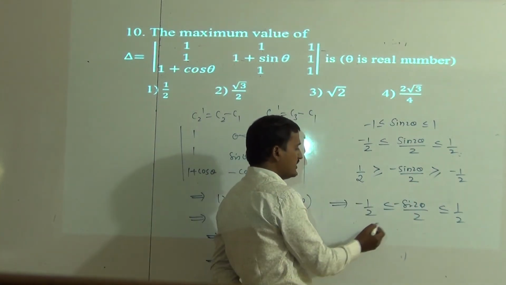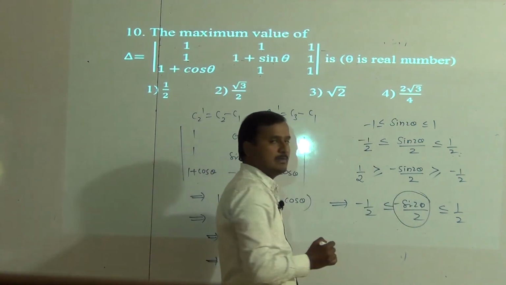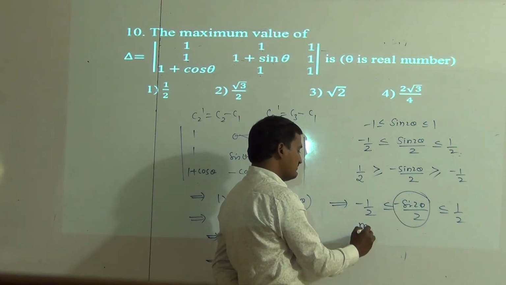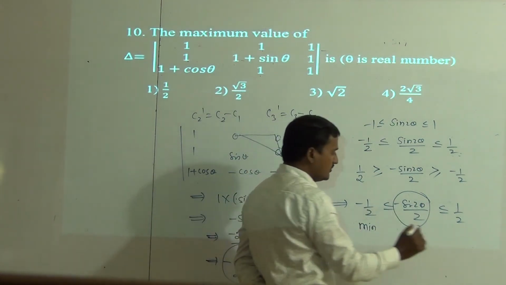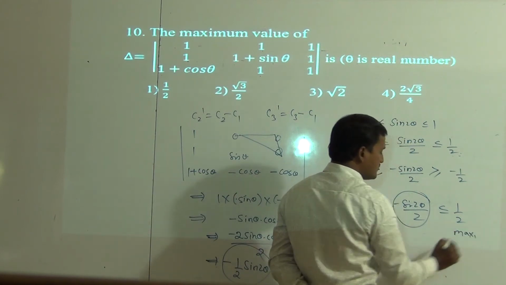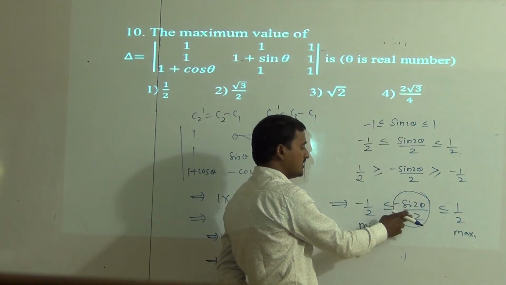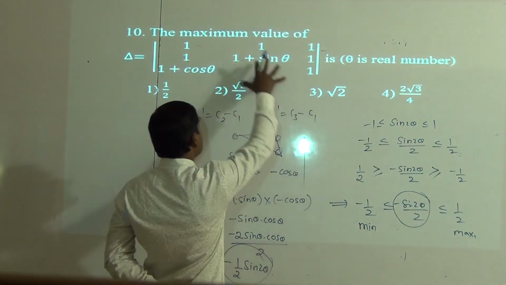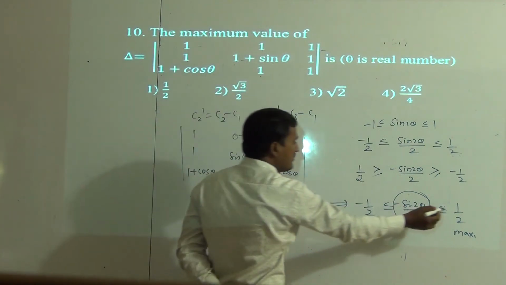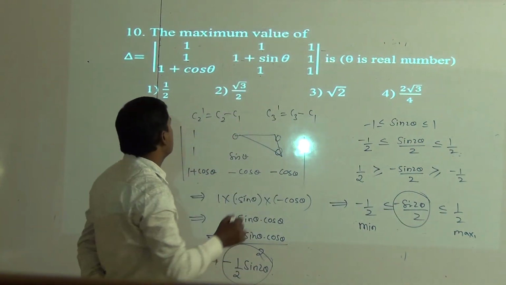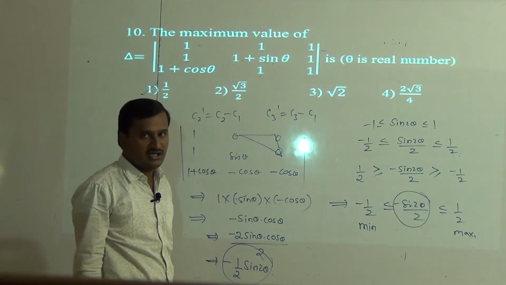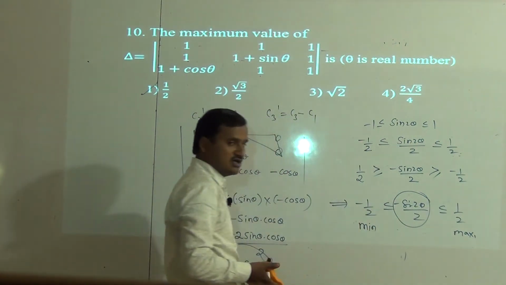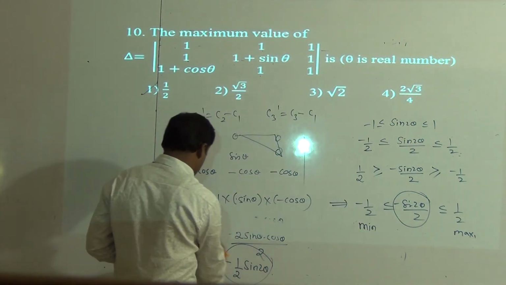So here, for minus sin 2 theta by 2, the minimum value is minus 1 by 2 and the maximum value is plus 1 by 2. So therefore the maximum value of minus sin 2 theta by 2 is plus 1 by 2. Plus 1 by 2 means the maximum value of this determinant is 1 by 2. So which option is the right one? Clearly the first option is the right one. Here the maximum value is plus 1 by 2, and the minimum value is minus 1 by 2. Okay, we'll go for the next question.